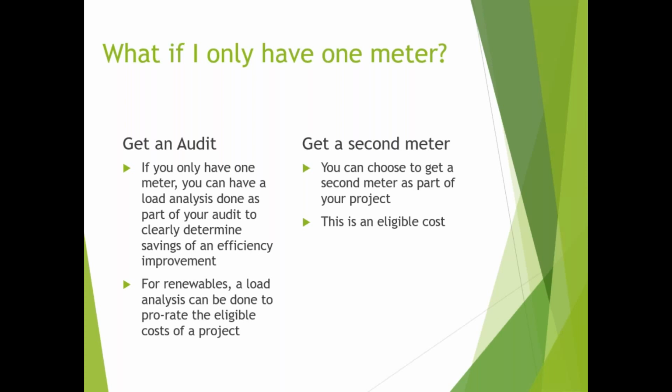For renewables, a load analysis can be done to prorate the eligible cost of the project. It works the same way a load analysis would determine, okay, you have 10 kilowatt hours of energy use, 7 are used by the farm, and 3 are used by the residence. If you're applying for an energy system that's going to cover both a residence and the farm, in the case I just gave you, only 7 kilowatt hours' worth of energy costs would be eligible for the REAP program, and the other 3 would have to be covered separately. So it gets prorated depending on the project and how that load analysis determines what energy is being used where. Again, you can choose to get a second meter, and that's often what ends up happening. It just ends up being rolled into the eligible project cost that we talked about earlier.